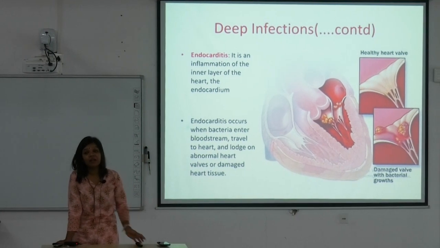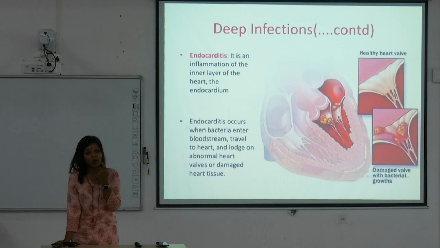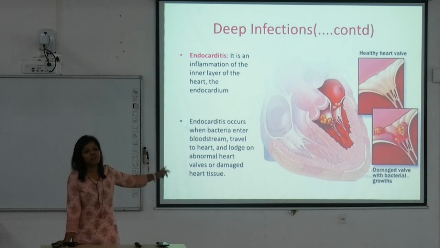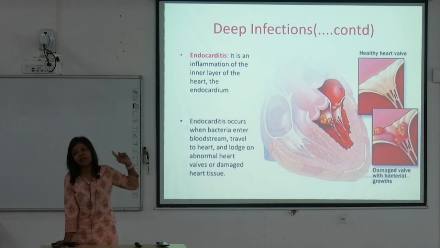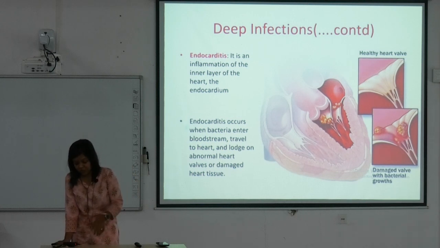From where do they get it? From the mouth. Okay? From the mouth. If you have an oral infection, it can go from Streptococcus viridans and Staph epidermidis. You get bacterial endocarditis. And it is more common in patients who have already undergone valve replacement surgery. Okay.